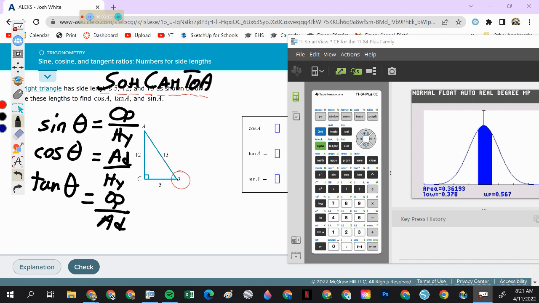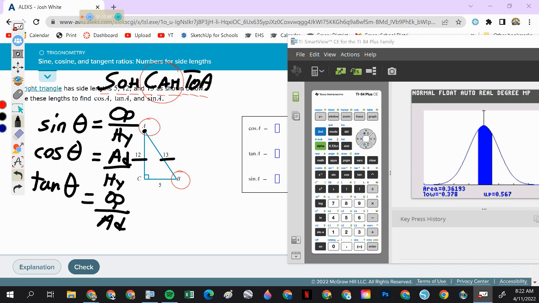All right. So this problem is asking, what is the cosine of A? So if A is the angle we're dealing with, and cosine is adjacent over hypotenuse, what is the cosine of A? 12 over 13. So if this is the angle I'm dealing with, then adjacent divided by hypotenuse is going to be 12 over 13.